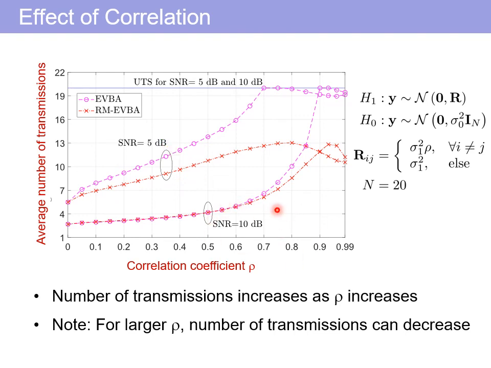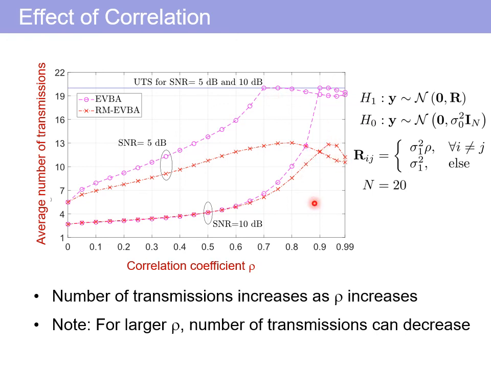Like we saw last time, as the SNR increases, the number of transmissions decreases. But there are several more interesting things to notice here. First, let's look at an SNR of 5 dB, because things are most clear there. As the correlation coefficient increases from 0, the number of transmissions is increasing, because every new measurement you get conveys relatively less information than in the independent case. And this is true for EVBA as well as RMEVBA. Interestingly, for very large rho, around 0.7 plus, you can see that the average number of transmissions starts decreasing again. Here also you can see it decreases for both EVBA and RMEVBA.